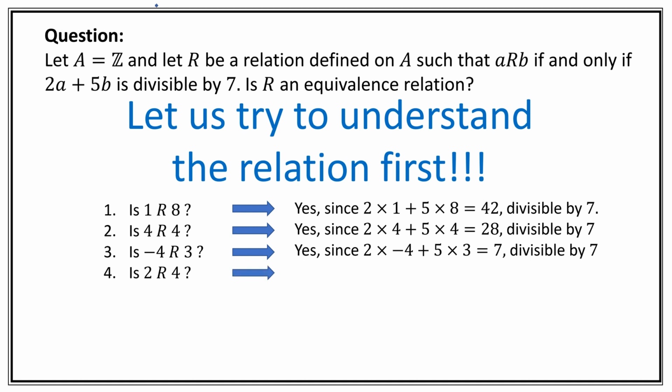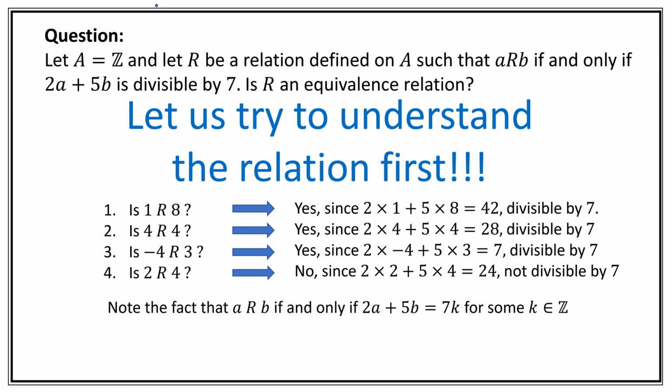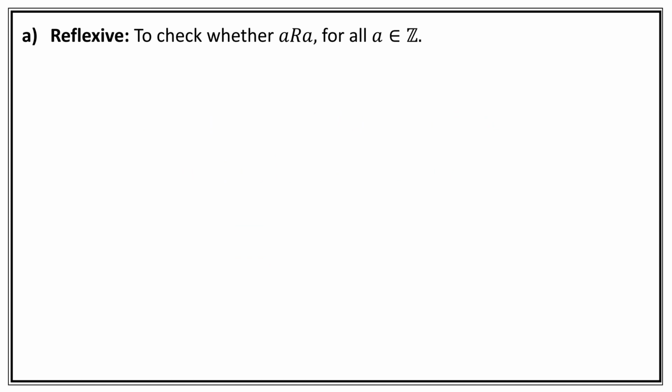Is 2 related to 4? No. Since 2 times 2 plus 5 times 4 is 24, which is not divisible by 7. In this case, a is related to b if and only if 2 times the first element plus 5 times the second element is 7 times some k. Okay, now let us check the properties required for an equivalence relation.